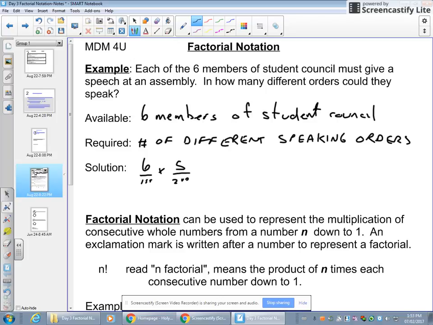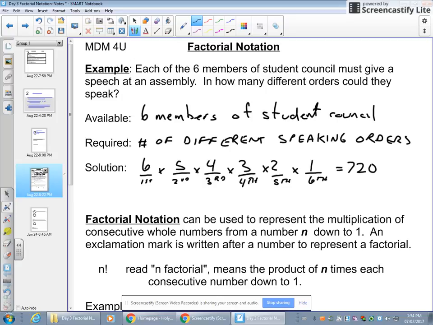for the second position, and then 4 members left for the third position, 3 members left for the fourth position, 2 members left for the fifth position, and that will leave just 1 person left for the sixth position. We multiply those all out, and we get 720 possible ways of putting the students in order to speak.